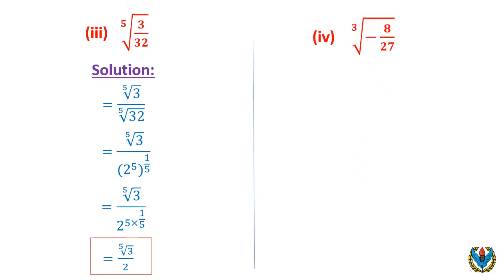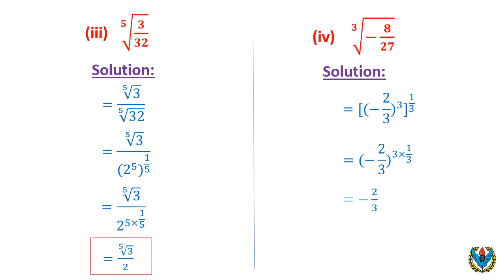Part 4. Square root of minus 8 over 27 with index 3. Its solution is, dear students, we know that minus 8 over 27 is equal to minus 2 by 3 with exponent 3. So after simplification, we have minus 2 by 3 as its answer.